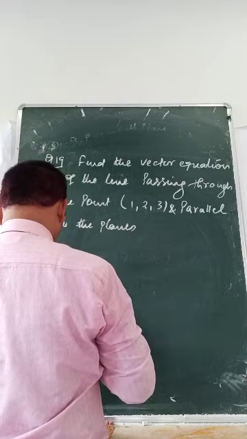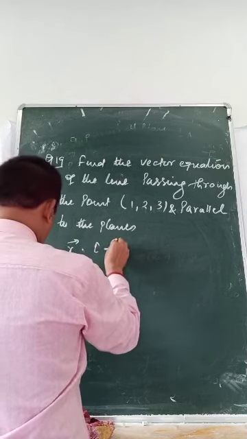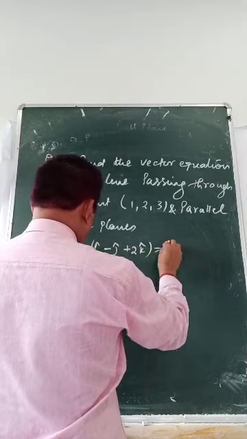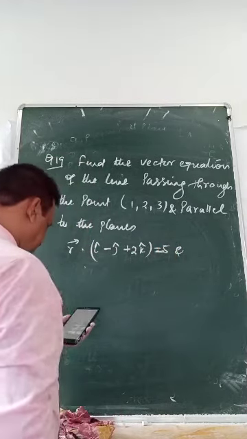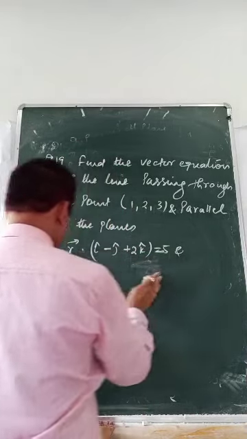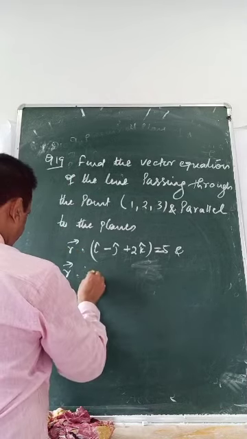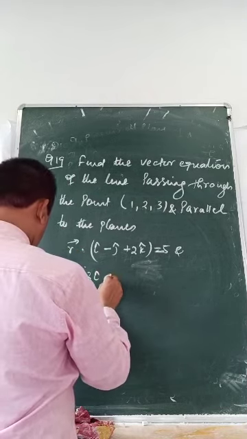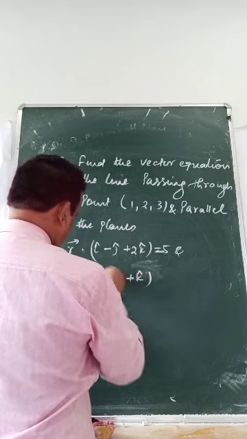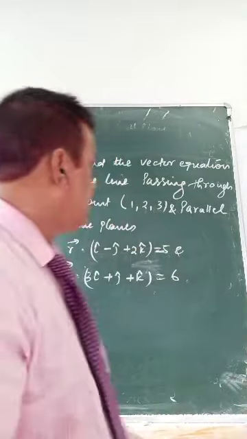r dot (i minus j plus 2k) equals to 5 and r dot (3i plus j plus k) equals to 6. Okay, try to understand.